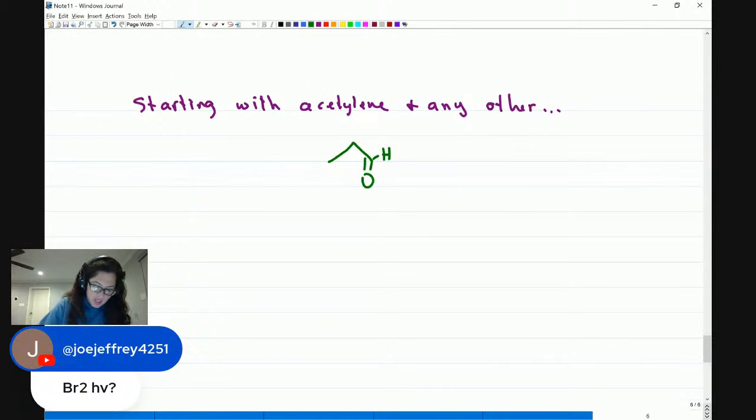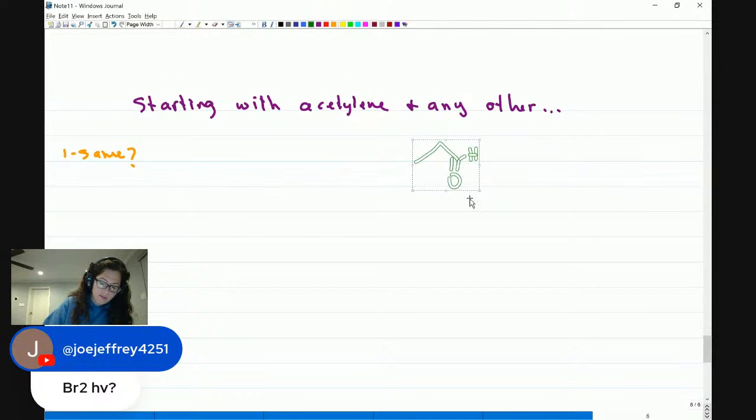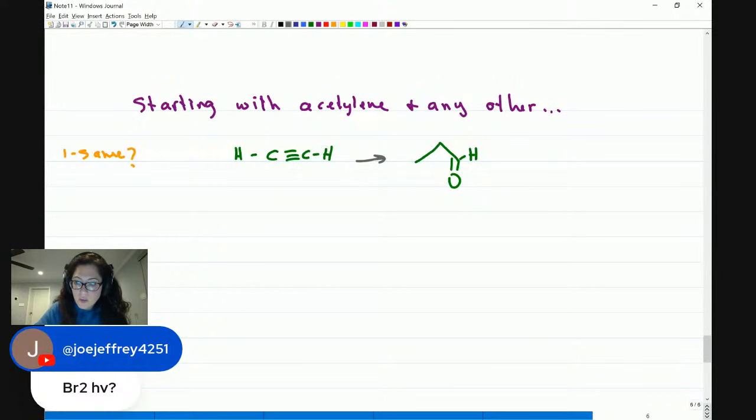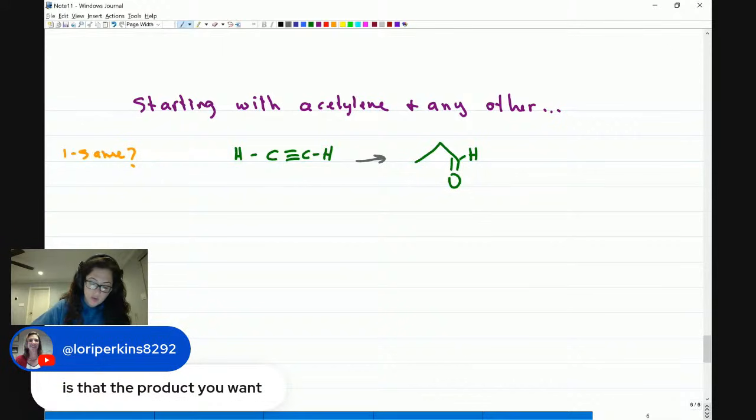So the first question, what is the same? Well, I don't know what is the same. I have nothing else, so let's go back to the problem. Starting with acetylene and any other. So I need to start with acetylene. Let me draw it out. Now we have a problem. Is that the product you want? Yes, so we are trying to synthesize this molecule.